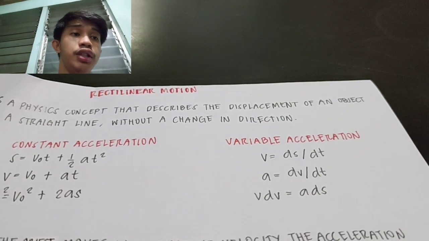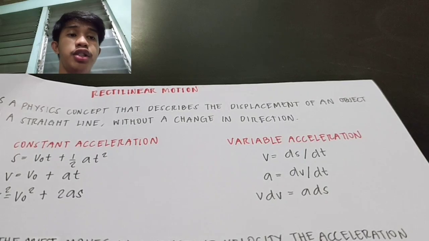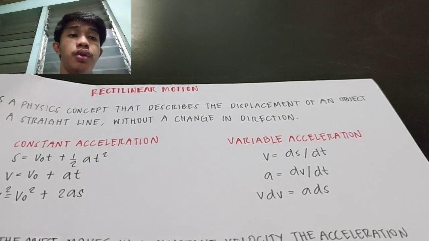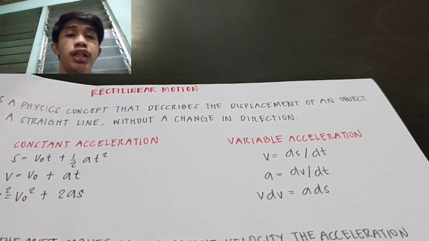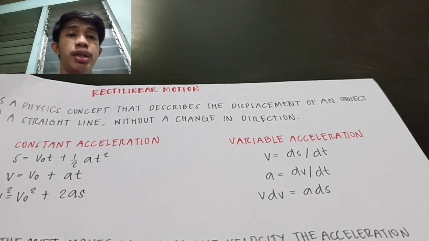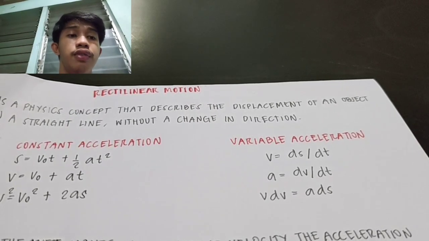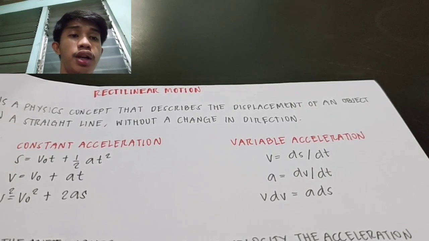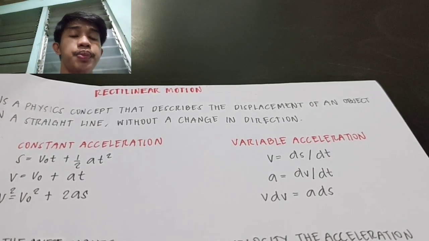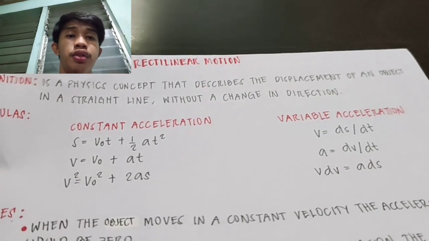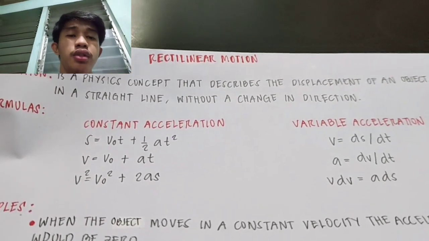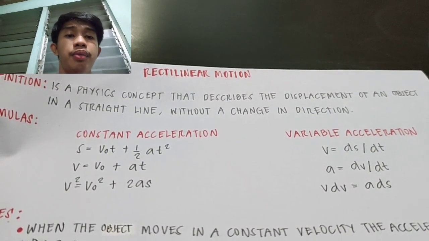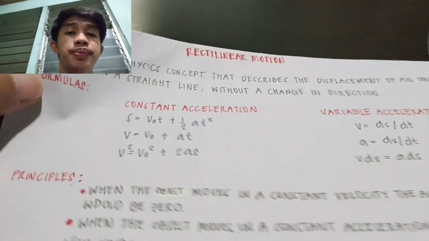These equations are derived from the distance or displacement formula. The first derivative of the displacement is V = ds/dt. And the first derivative of V is a = dV/dt. Cross multiplying these two equations, we can form this last formula, which is V dV = a ds. So those are the formulas for rectilinear motion. These are essential for solving problems, so familiarize yourself with these equations.